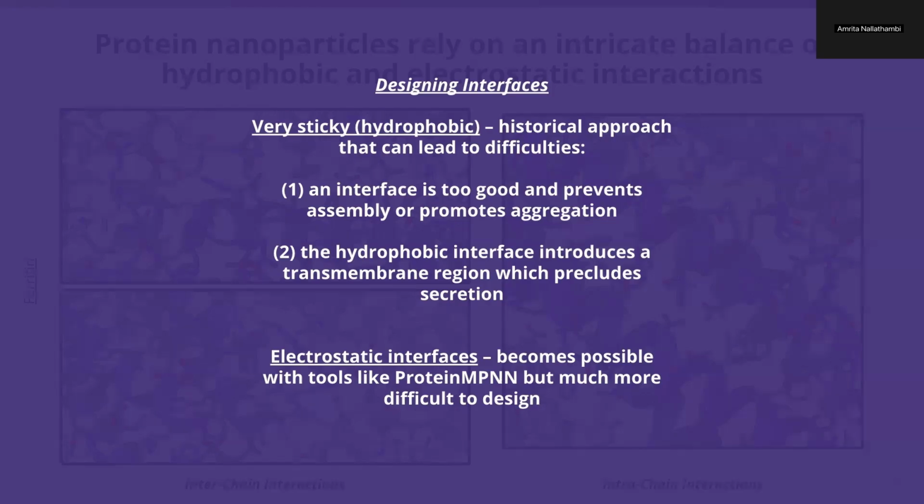Electrostatic interfaces are a little bit preferred and a lot harder to design. So designing a good electrostatic interface with good hydrogen bonding has been very difficult to robustly get every time. And so that's why we've relied on these hydrophobics, but with newer tools like ProteinMPNN, we might be able to start designing more and more of these less hydrophobic interactions.